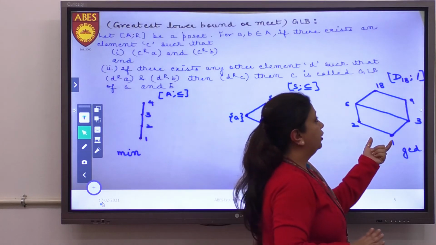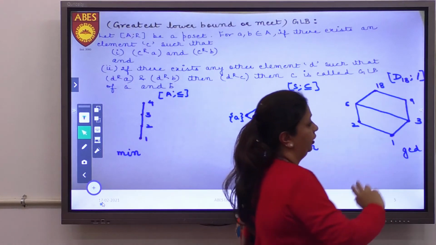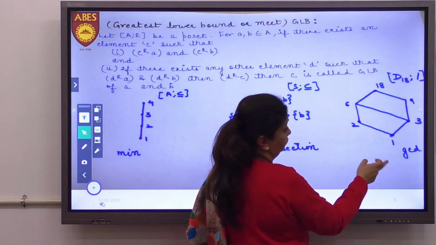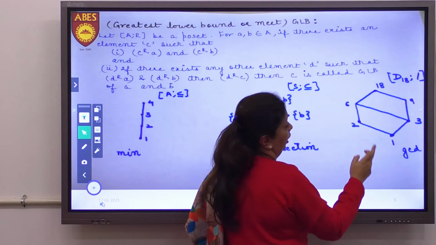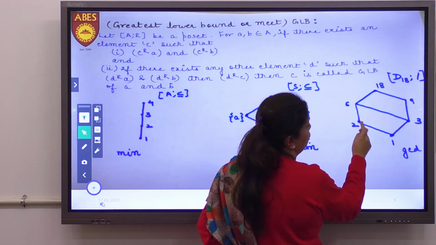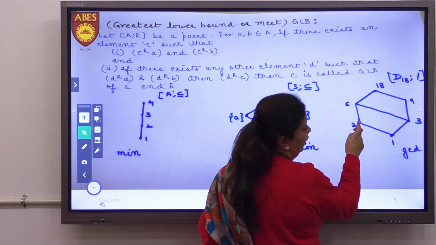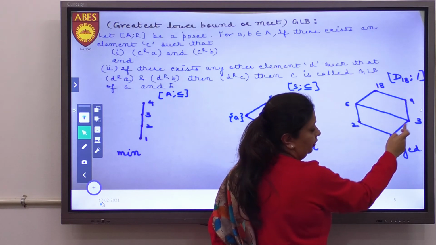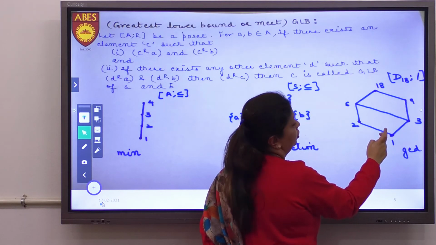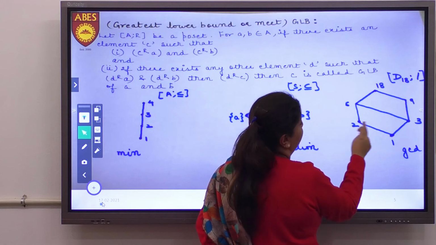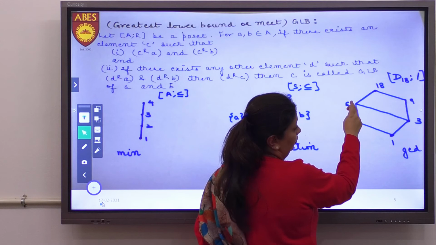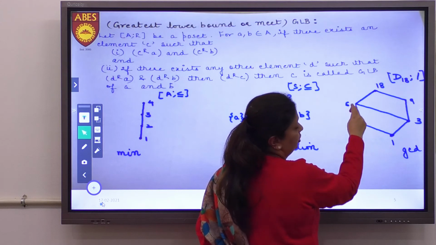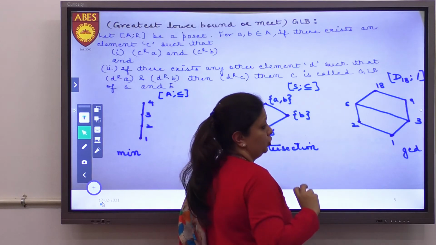Now talking about the third example, that is D18 with divides relation. I have elements 1, 2, 3, 6, 9 and 18. Now if I take the two elements, that is 2 and 3, 1 is related with 2, 1 is related with 3. So 1 is going to be your GLB. Similarly, if I talk about 2 and 6, 2 is related with 2 and 2 is related with 6. So 2 is going to be GLB.